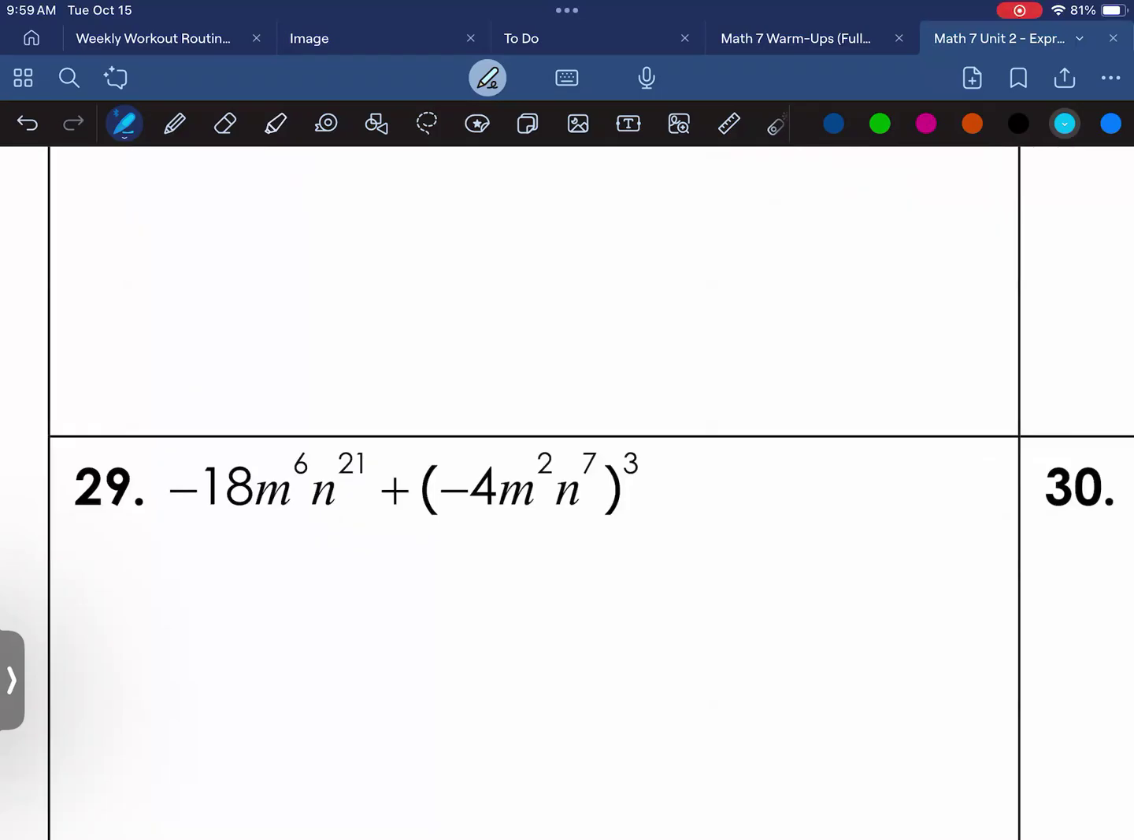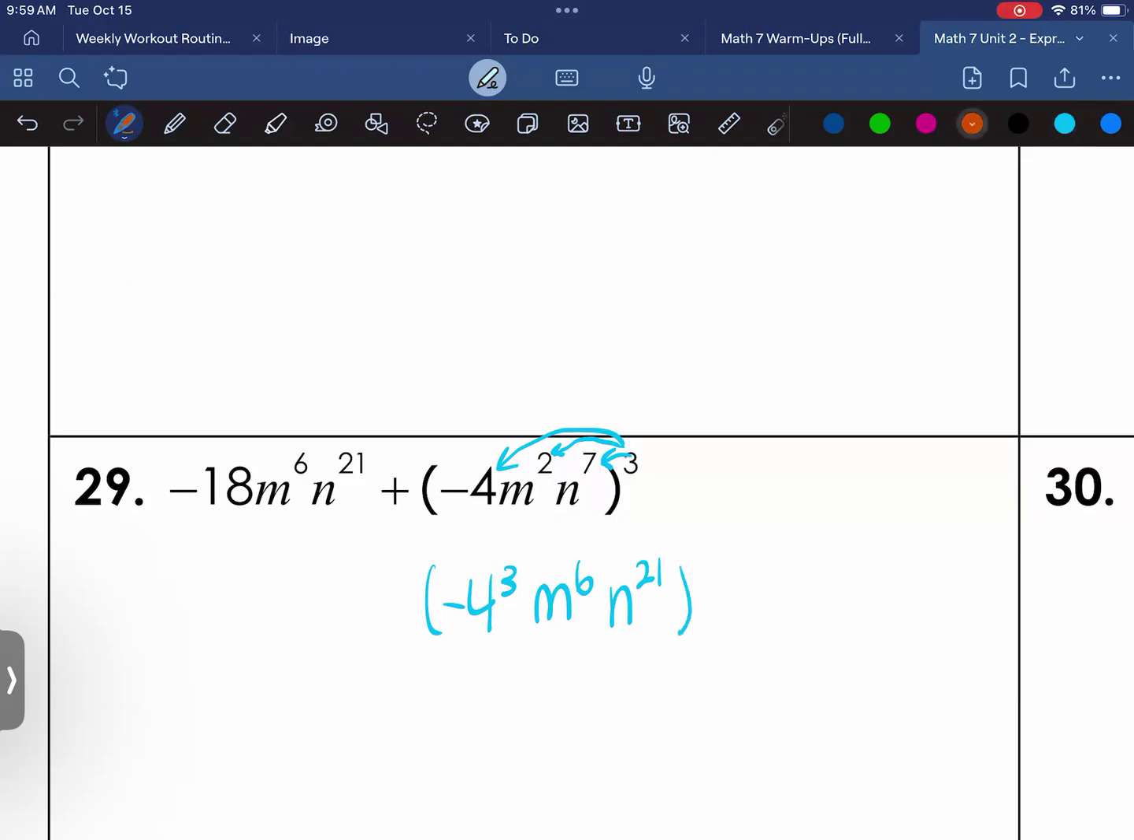All right. We are first going to, before we do the plus that negative number there, distribute this 3 to the inside, kind of like PEMDAS, where we start with the parentheses. So if we distribute this to everything inside the parentheses, we will end up with -4 cubed, m to the 6th power, and n to the 21st power.